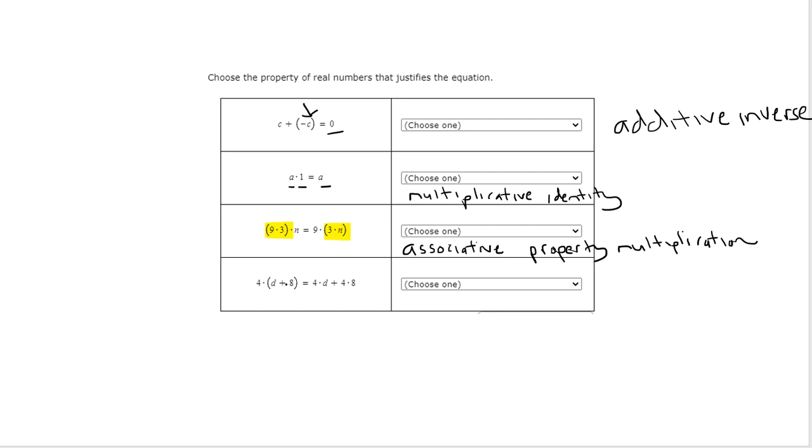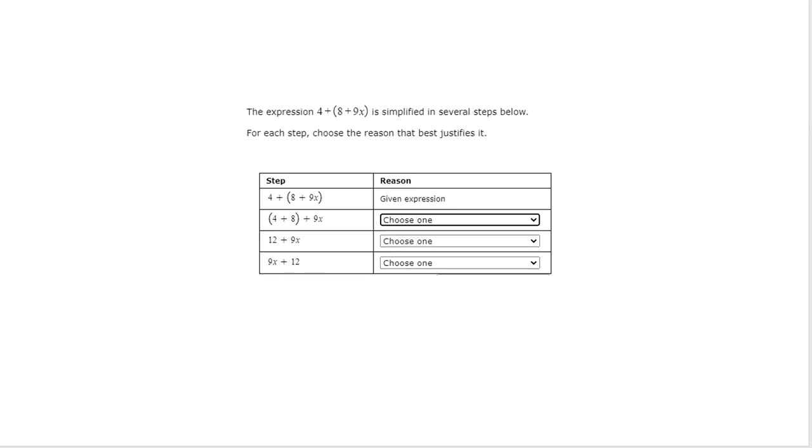Okay, now for the next one, we have a 4 right next to a parenthesis, and in math, you guys know that when you have a number next to a parenthesis, that is implied multiplication, and so this 4 has to get multiplied by the d, and then it has to get multiplied by the 8, and that is called the distributive property.